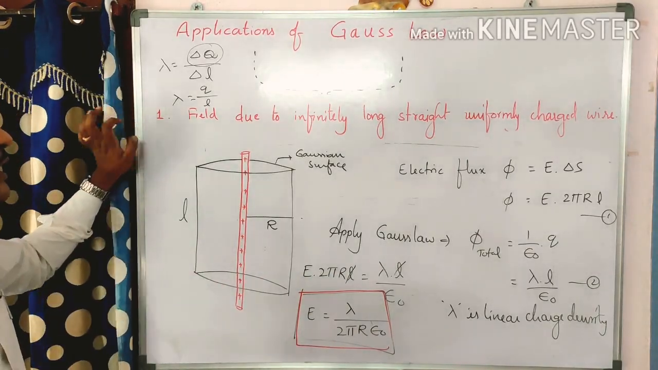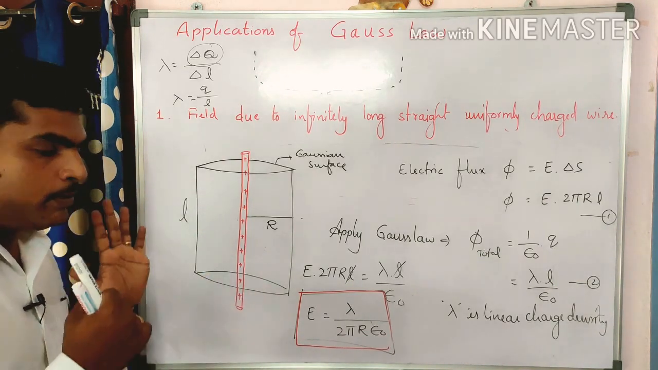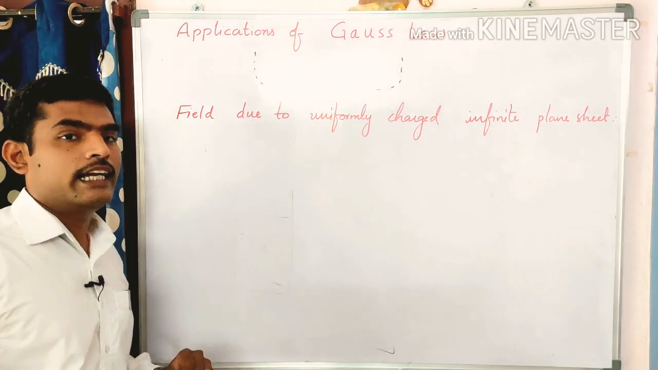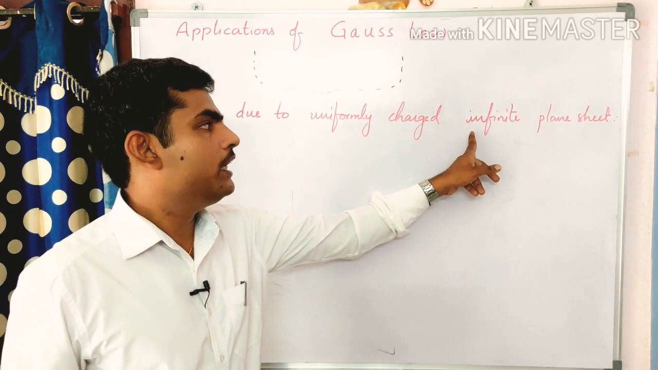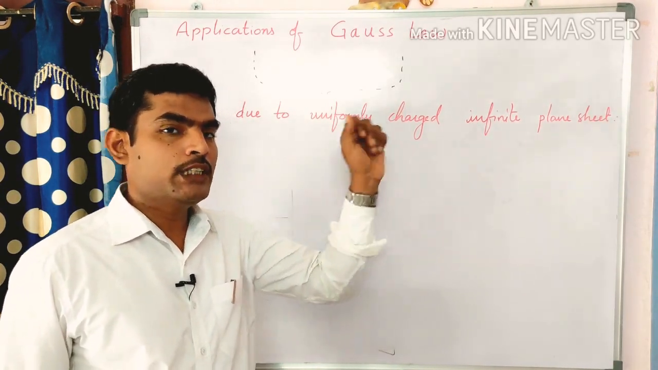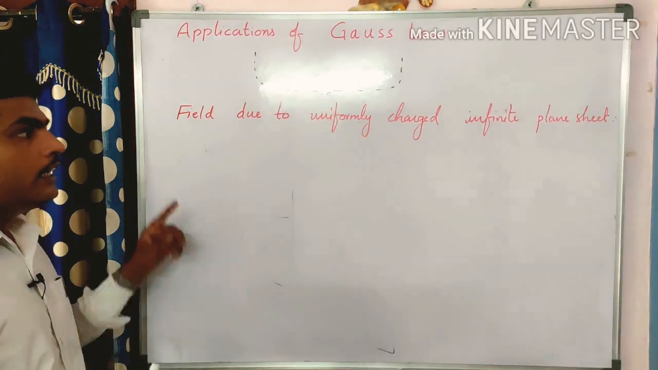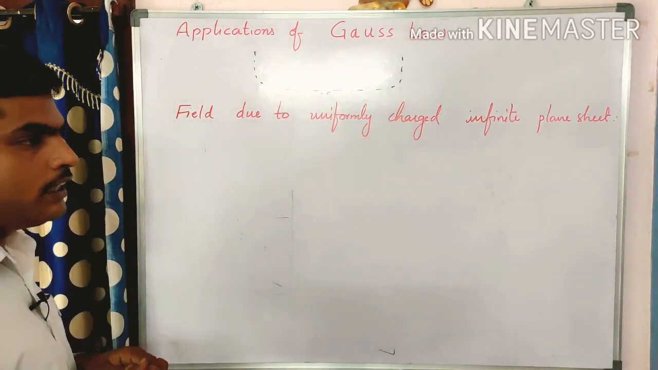This is the first application of our Gauss law. Now we will go to the second application. Here is the second application: field due to a uniformly charged infinite plane sheet. In the first application we took a linear conductor of infinite length. Here we are taking an infinite plane sheet which is uniformly charged.